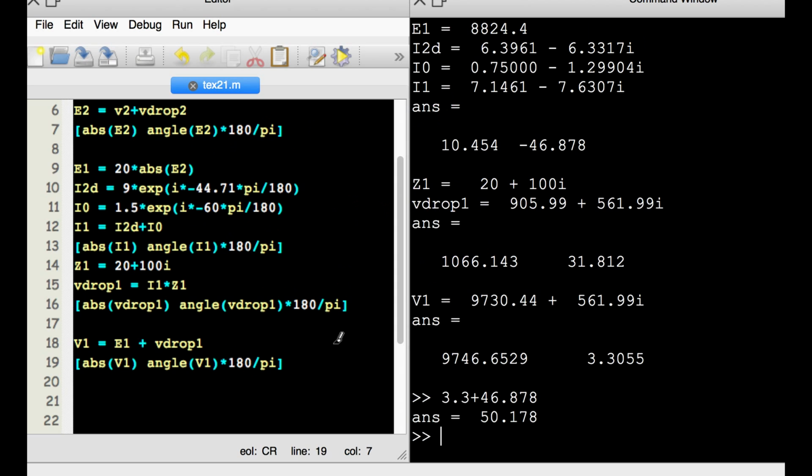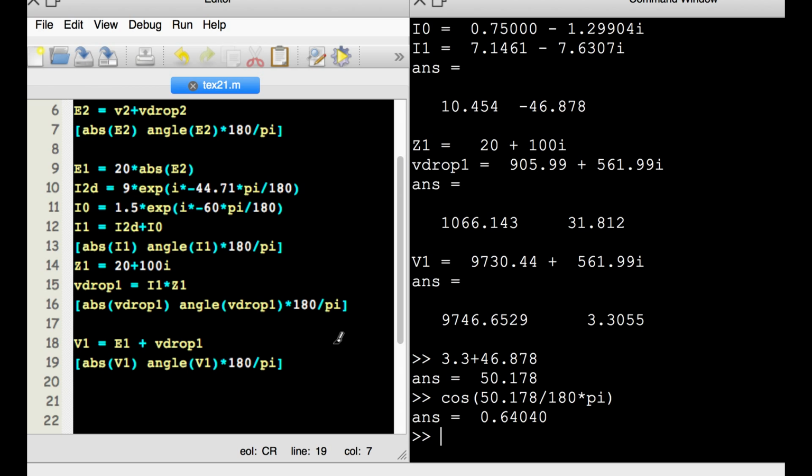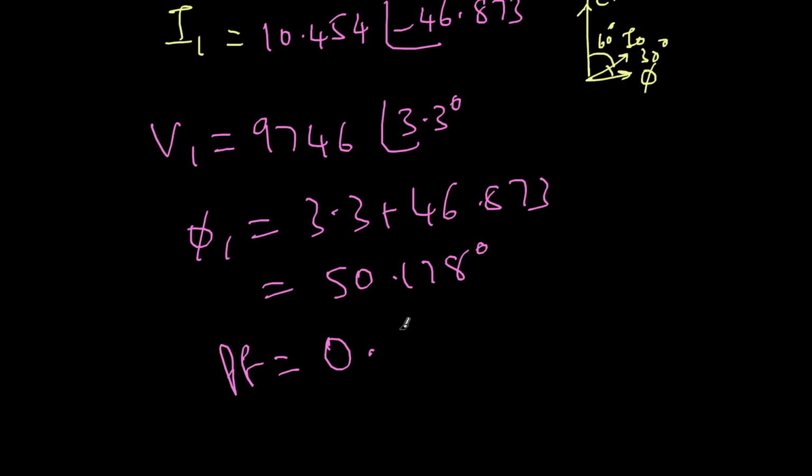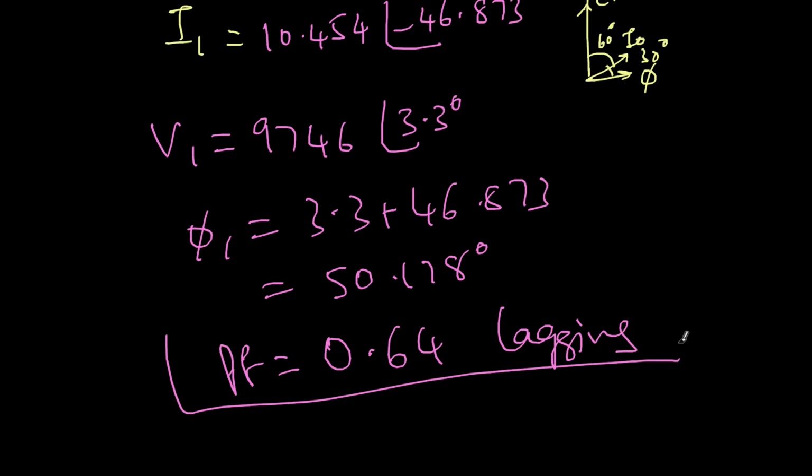Now once I have this, I can find the power factor. So power factor is nothing but cos of 50.178, but then the cos function requires the angle to be in radians. So I divide by 180 and multiply by pi to convert into radians. So I'm getting 0.64, 0.64 lagging. So this is the power factor of the transformer.